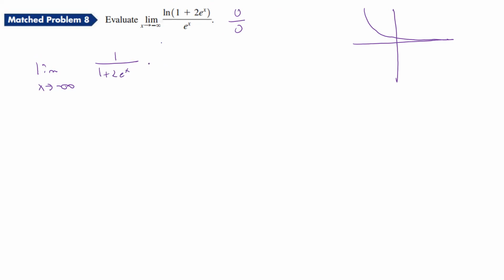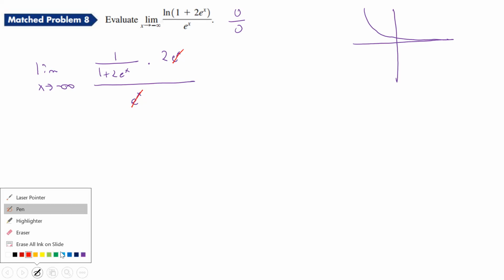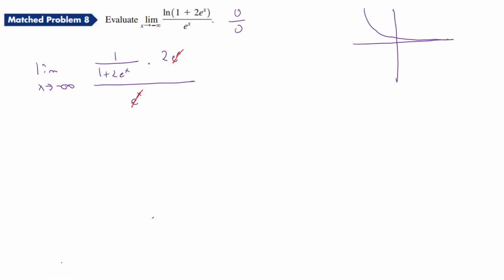The derivative of the inside is going to be 2 times e to the x. That's all for the top part, and we don't have to go any further. Now that's all over what? The derivative of e to the x is e to the x. The nice thing is it looks like this e to the x cancels this e to the x.